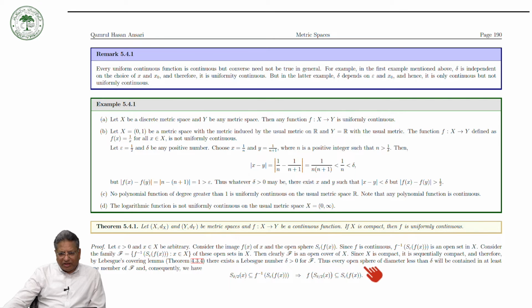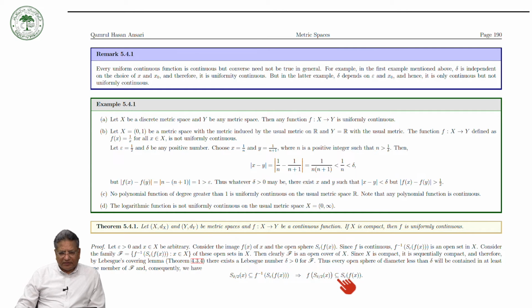Okay, thus every open sphere of diameter less than delta will be contained in at least one member of f. And consequently, we can take that the open sphere with center at x and radius delta by 2 must be a subset of f inverse of the epsilon-neighbourhood of f of x. And now you operate f on both sides, we will get this thing.